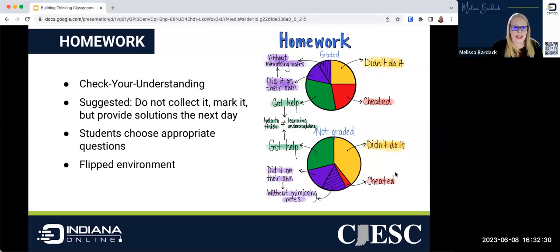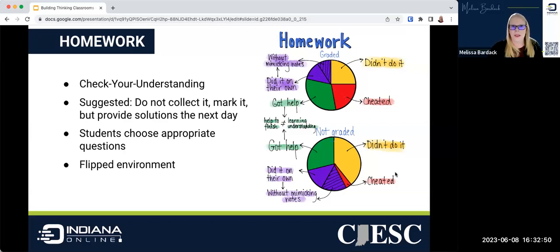So when building thinking classrooms, the recommendation is that students have check your understanding problems. At the end of each day, you've started your thinking task, you've clarified with that direct instruction as you've moved through your lesson, and at the end of your course for that day, students have check your understanding problems.